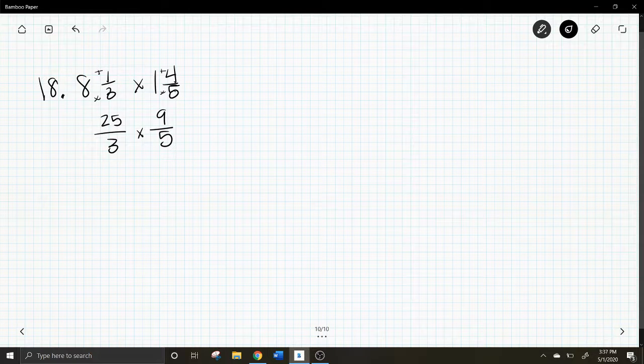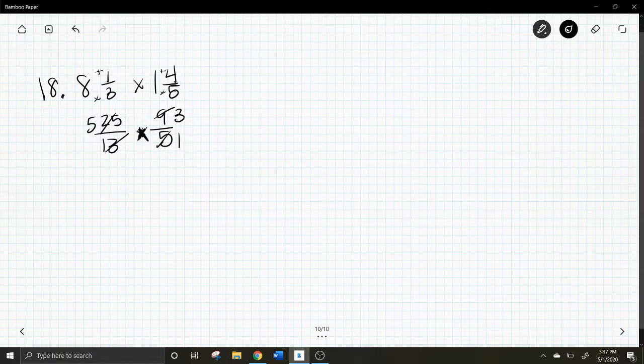All right, so this is straight up multiplication. This isn't a proportion. We're not cross multiplying anymore. But what we can do is reduce between our numerators and denominators. So 3 and 9, 3 would reduce to 1 and 9 reduces to 3. And then 5 and 25, 5 reduces to 1, 25 reduces to 5.